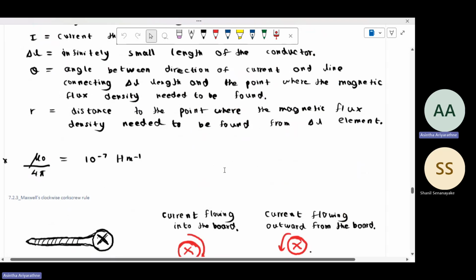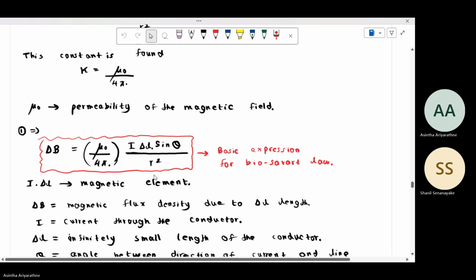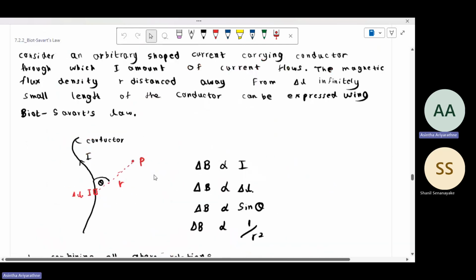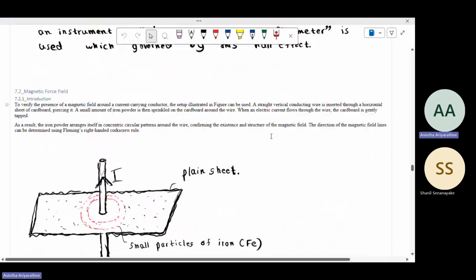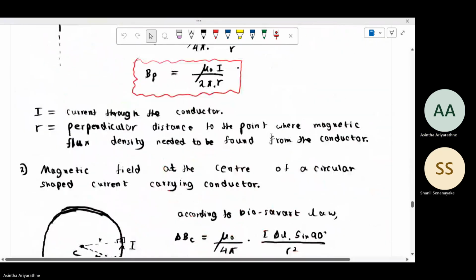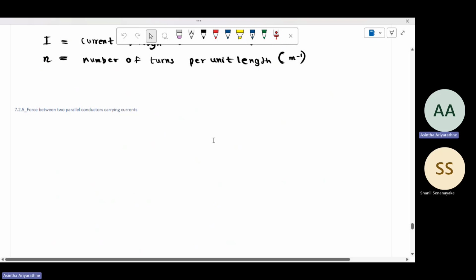Then the Biot-Savart law is the most basic expression to find the magnetic flux density due to a delta L element. So in the next session, I will focus on the force acting between two parallel conductors and move on through this magnetic field section.